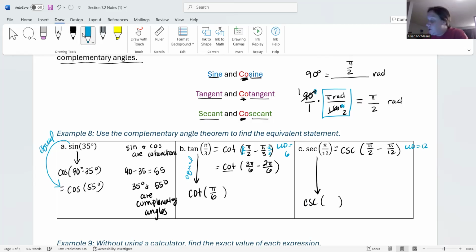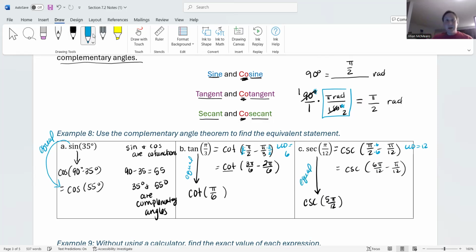So again, just like in the previous example, we need an LCD. So the LCD here is 12. What would I multiply 2 by to get 12? 6. So I'm going to multiply top and bottom by 6 here. I don't need to mess with pi over 12. So this is cosecant of 6 pi over 12 minus pi over 12. So pi is not a variable by any stretch of the imagination, but treat it like one. What is 6 pi minus 1 pi? Well, that would be 5 pi. So we just get 5 pi over 12, and these things have to be equal.